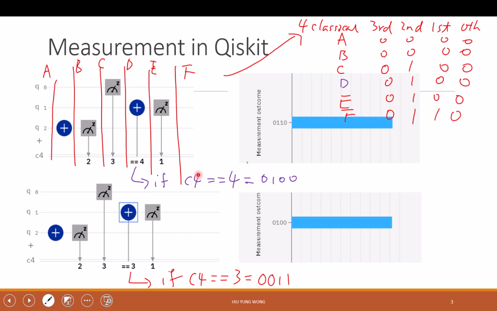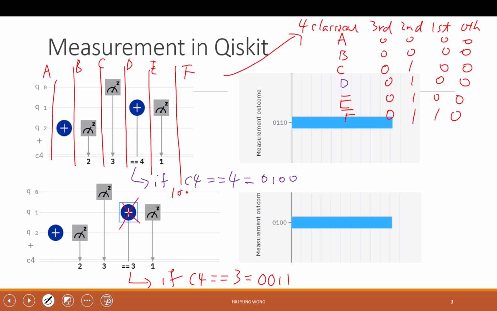Will it apply the NOT gate based on what we say? Because this is basically D, right? It won't. So in this circuit, it's not going to apply the NOT gate. So eventually, you will just get 0, 1, 0, 0. Okay? So go back to check yourself. The very reason is just that this one is not going to get applied.